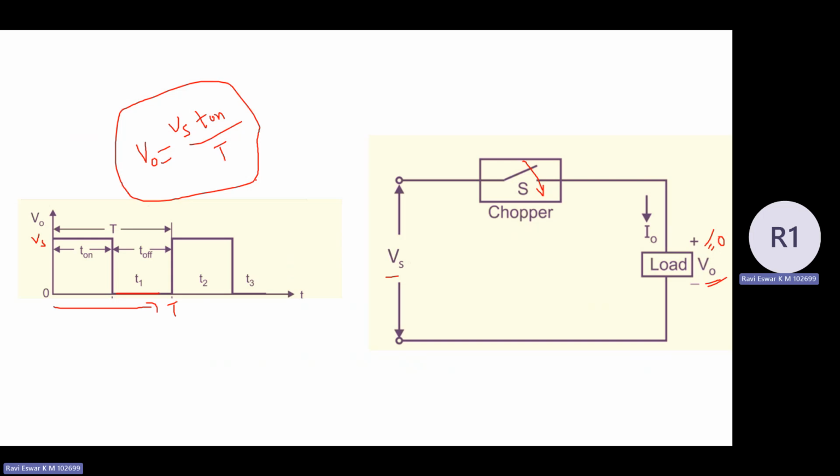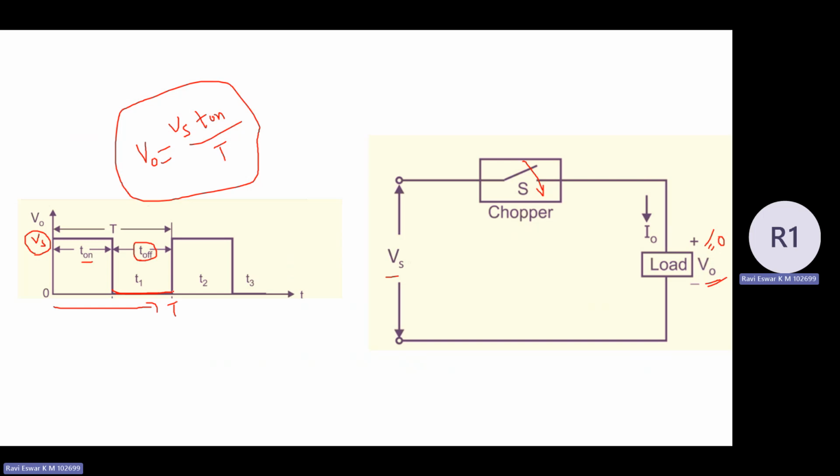What is the drawback here with respect to the chopper? If you observe, the output voltage is not continuous. You can see till T on, the output voltage is equal to Vs. After T on, during the duration of T off, the output voltage is 0. This type of voltage supply is not recommended for the loads. We need a continuous output voltage, and it should be a regulated one.